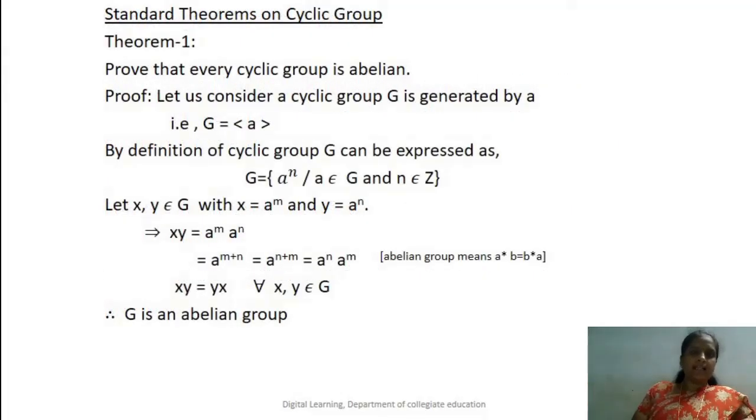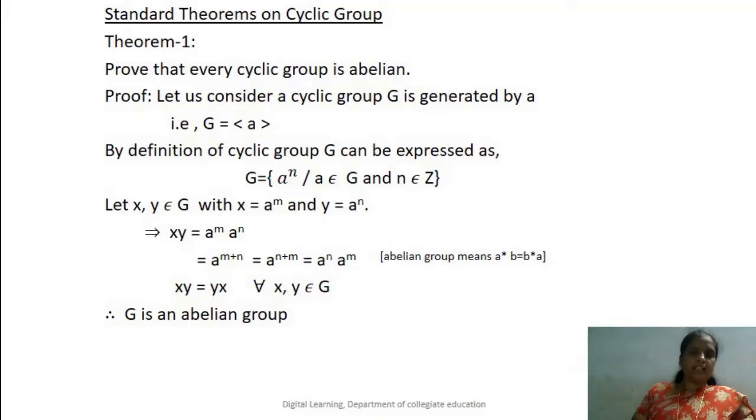Then the standard theorems on the cyclic group. Let us go for the first theorem. Prove that every cyclic group is abelian. So let us consider a cyclic group G which is generated by a. A is a generator of G.